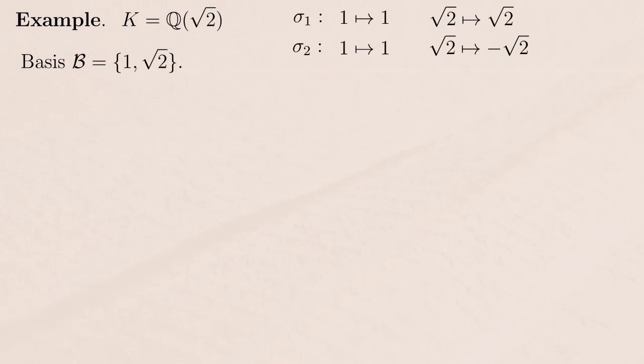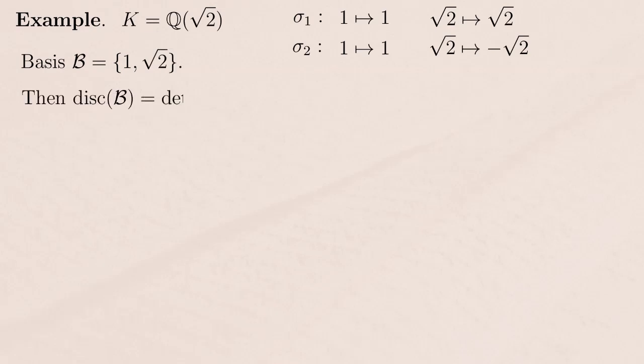So there are two embeddings. Sigma 1 sends 1 to 1, and root 2 to plus root 2. And sigma 2 sends 1 to 1, and root 2 to minus root 2. In fact, let's take 1 and root 2 as our basis as well.